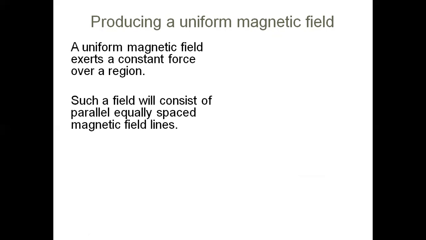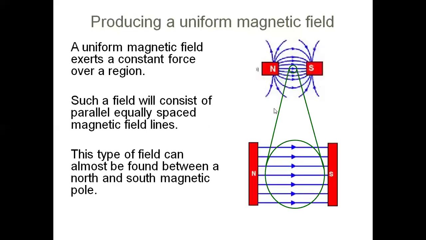Now, producing a uniform magnetic field. A uniform magnetic field exerts a constant force over a region. How do we indicate a magnetic field which is uniform? The field lines are parallel to each other and equally spaced. So this region is a uniform field. Closer to the poles, the field lines are not equally spaced, so it is not uniform near the south or north pole. But in between, there is a region where the field lines are equally spaced.